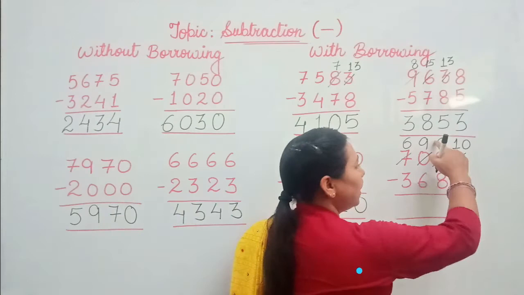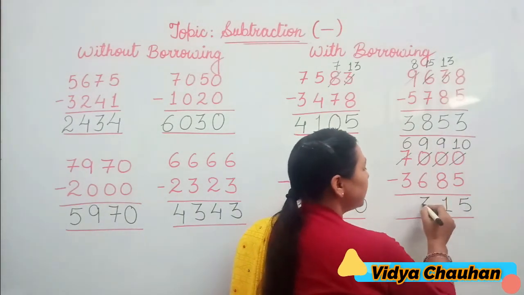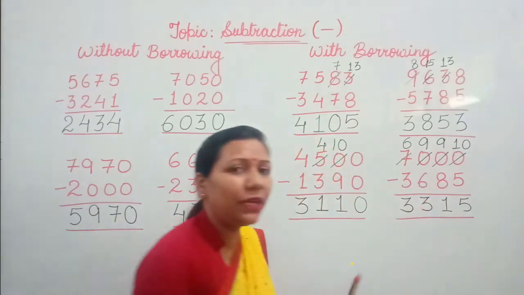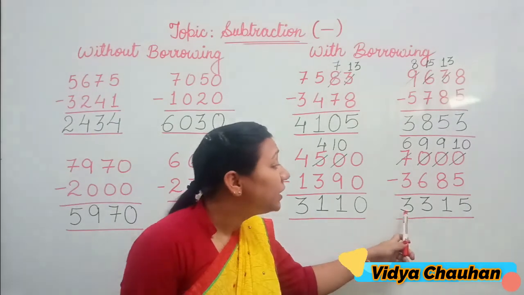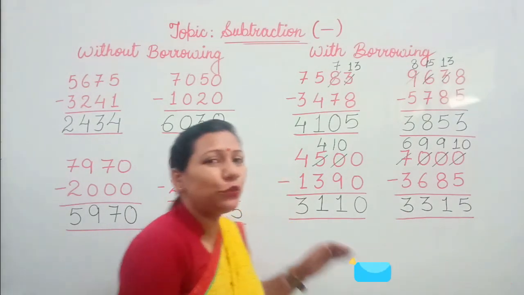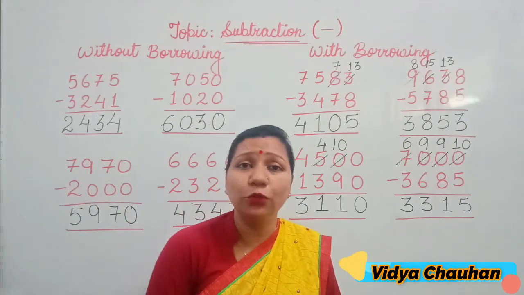10 minus 5, 5. 9 minus 8, 1. 9 minus 6, 3. And 6 minus 3 is 3. So your final answer after subtraction is 3350. Clear, students? So today we have discussed how to subtract numbers with and without borrowing.